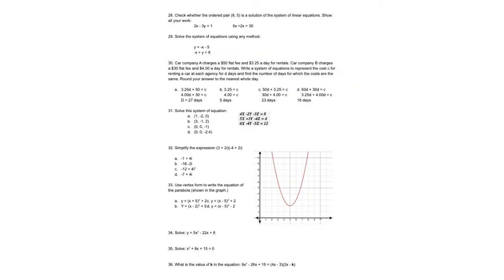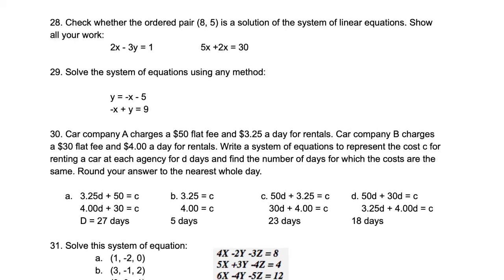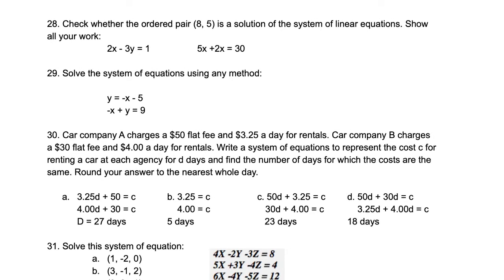See, that was 27, yep. So we are at number 28. Is 8, 5 a solution to this system? So we just have to test it here. Okay, so it says to show our work. So here's how we'd show our work. This is our x, this is our y, so we're going to go 2 times 8 minus 3 times 5. And we'll see if it works here.